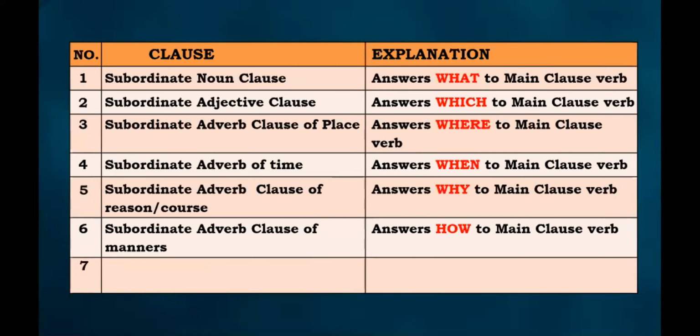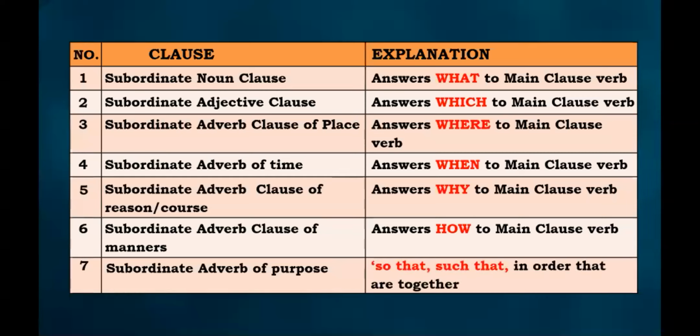Fine. Okay, let's see this. Subordinate adverb clause of purpose. There is an aim or a motive here, correct? And the subordinators look like so that, such that, in order that, and these words are placed side by side together in the sentence. Okay. Okay, I'll give you an example for you to understand.